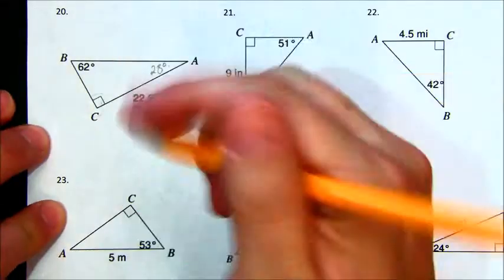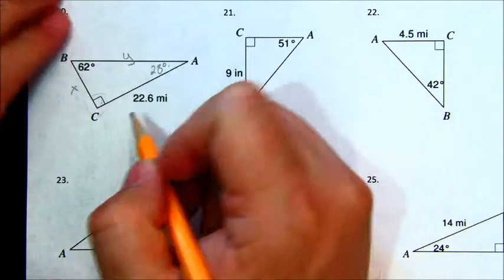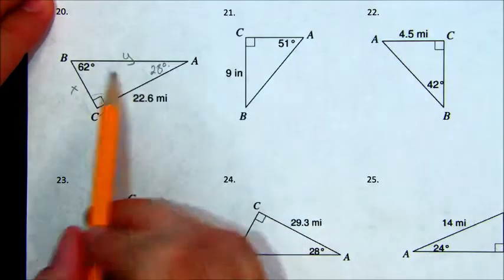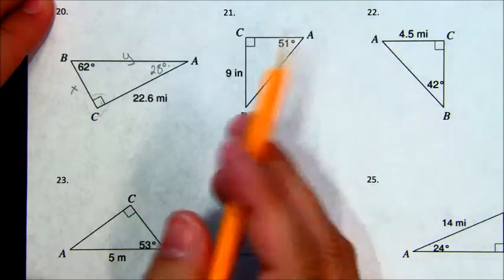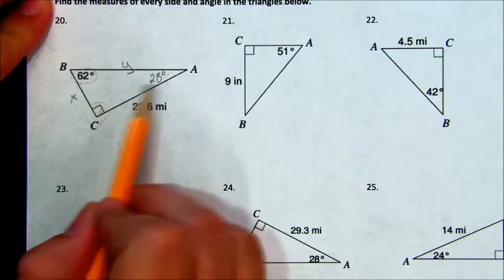Okay, now I want to find the other two sides. I'll just call them X and Y. Doesn't matter what I call them, obviously. And I'm going to pick one to find first. Once I know 62 degrees is here, I also know this is 28.